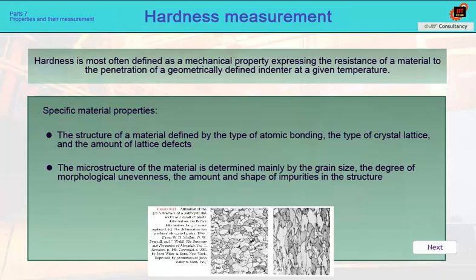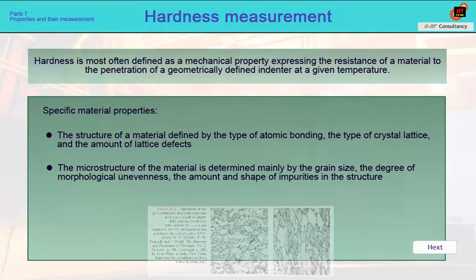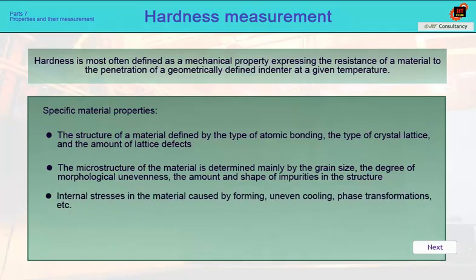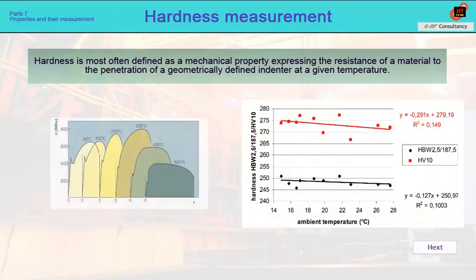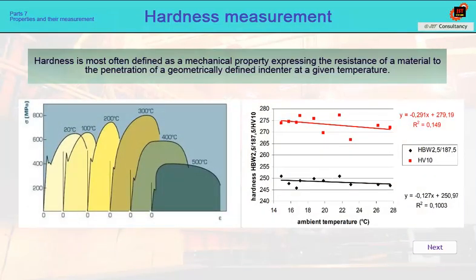Hardness is further influenced by the microstructure of the material, given in particular by grain size, the degree of morphological unevenness, the amount and shape of impurities in the structure, internal stresses in the material caused by forming, uneven cooling or phase transformations. Temperature also has a great influence on the measurement result, which also significantly affects the elastic, plastic, and strength characteristics of the material, and thus the measured values of its hardness.